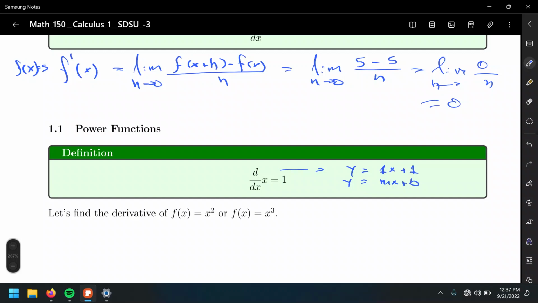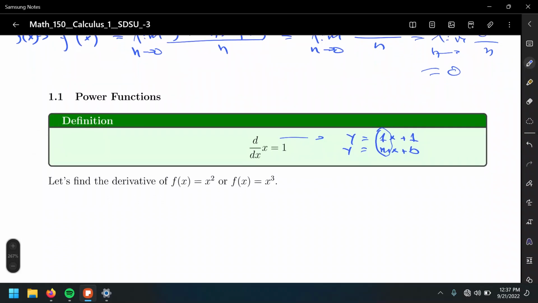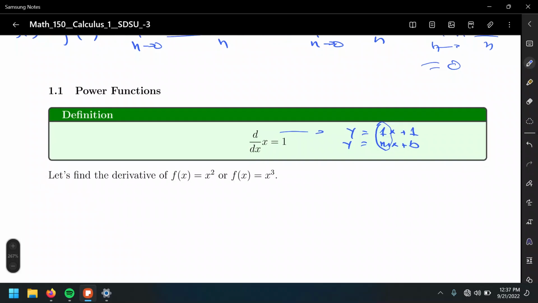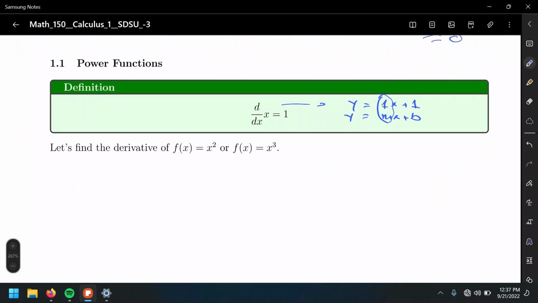And for this function y equals x plus 1, what's the value of the slope? Isn't it 1? So the derivative of x is just 1. Now, what about the derivative of x squared or f of x equals x cubed? We already did the derivative of x squared using the limit definition. Okay, let's do the derivative of x cubed using the limit definition just briefly.